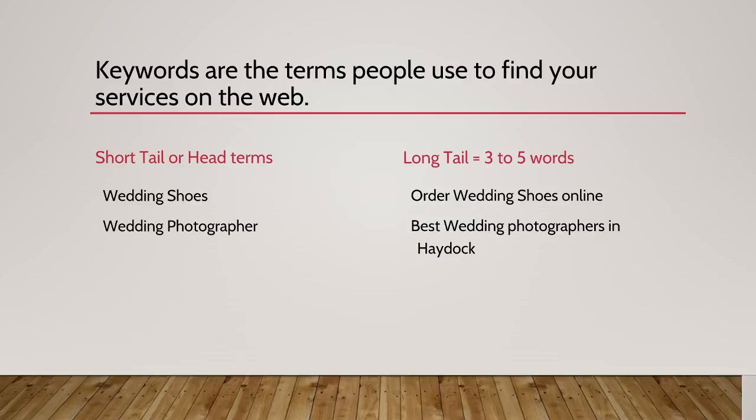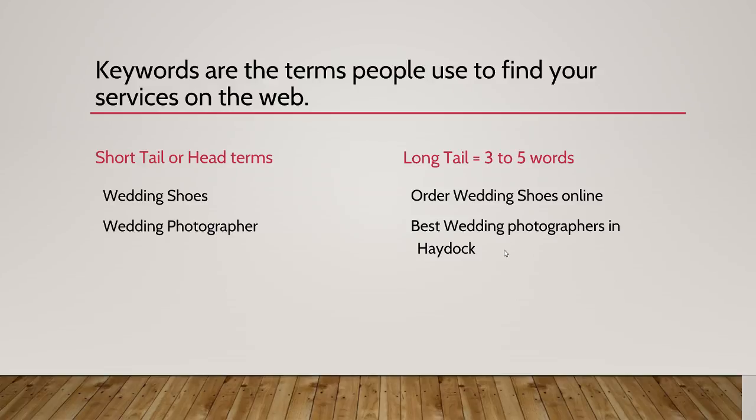But if I'm trying to show up for wedding photographers in Haydock, and people are just at the beginning stage of trying to choose who the wedding photographer is, best wedding photographers in Haydock is a very specific term. It's at the start of the buying cycle, so I'm just having a nose to see who's about, and then I'll decide who I want to choose from there. So can you see the difference in intent of the two long tail keyword examples I've used there?